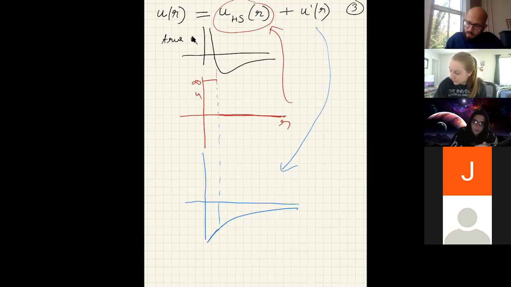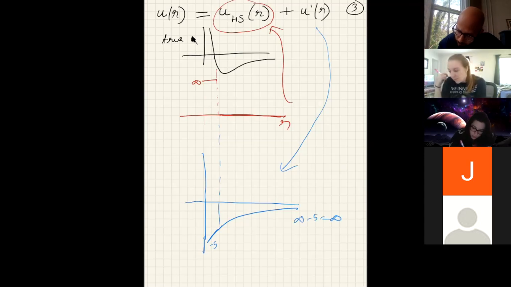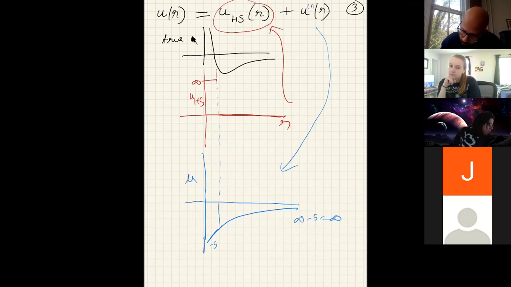Why do we let it continue this way? Because the sum of infinity plus whatever this value is always going to be infinity, right? So let's say this value is -5, and here you have infinity. Infinity minus 5 is still going to be infinity, right? That's the idea. So it doesn't matter how it drops down. It's something which drops down at a finite rate and goes towards minus infinity, or even goes to some value. We don't care too much. So this is our U hard sphere, and this is our perturbation U1.